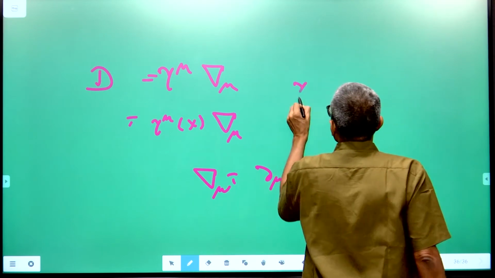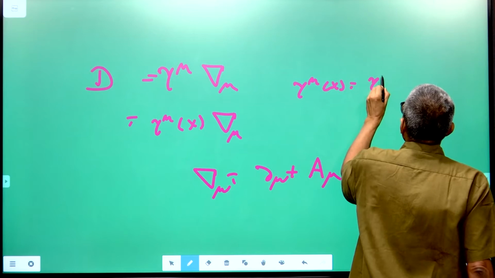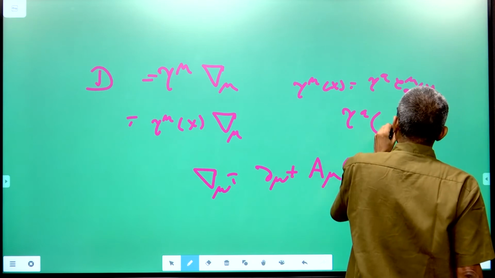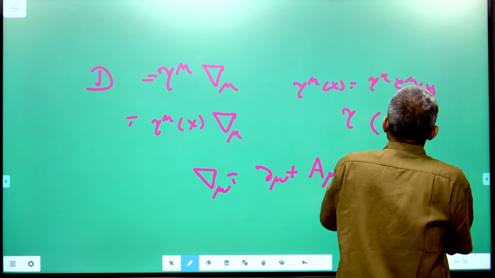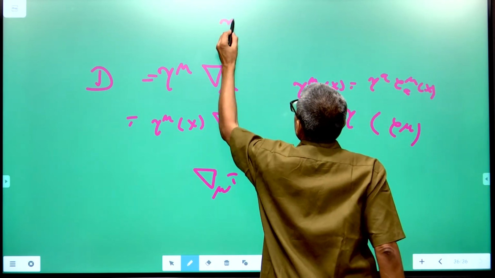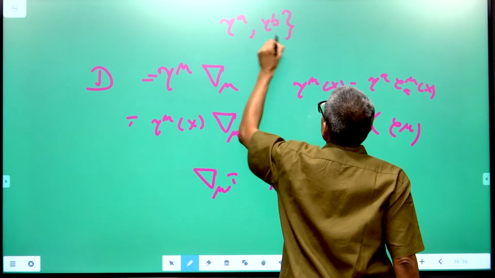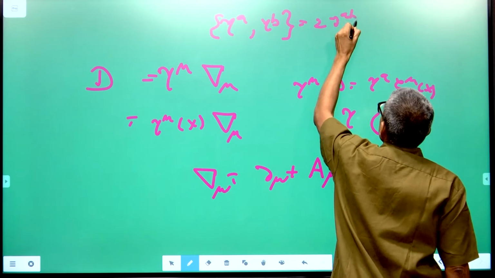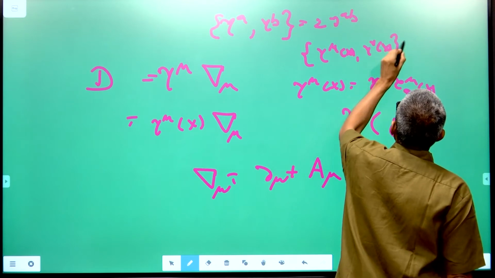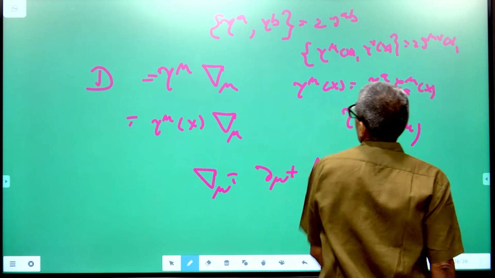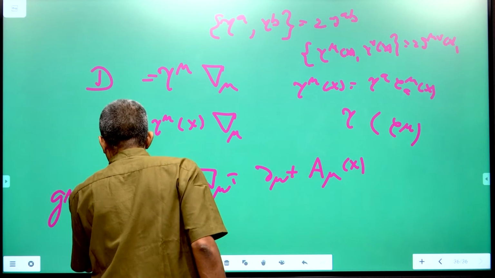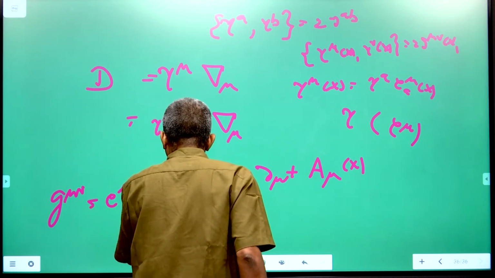And gamma^mu(x) is nothing but gamma^a e_mu^a(x); it can also be written as gamma^a multiplied by e_mu, or gamma of e_mu. So it is a linear functional of e_mu of the tetrad basis. You look at the fact that the anti-commutator of gamma^a and gamma^b is 2 eta^{ab}, the Minkowski metric. That will imply that the anti-commutator of gamma^mu(x) and gamma^nu(x) is 2 g^{mu nu}(x), because of the fact that the metric tensor g^{mu nu} can be written as e_mu^a(x) e_nu^b(x) eta_{ab}.